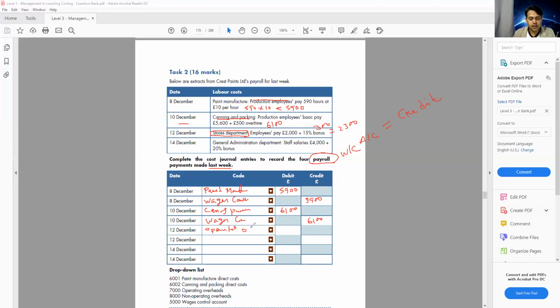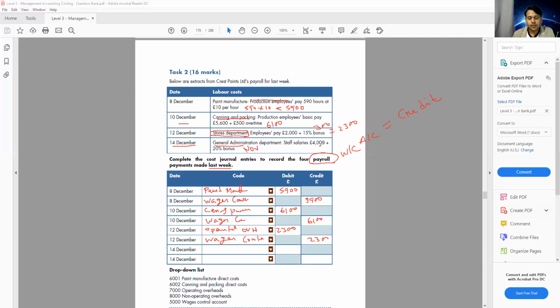Operational overhead, OVH, that is 2,300, and wages control 2,300 is credit. And the last one we have, 14 December. On 14 December, we have general admin, that is our non-production overhead, a non-operational overhead.